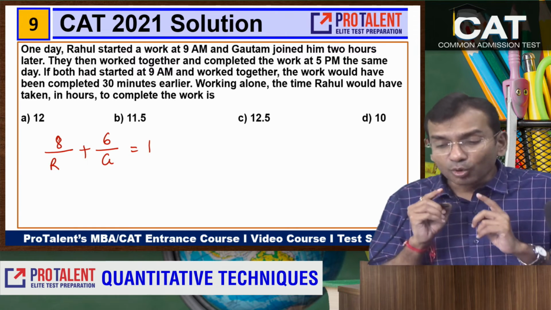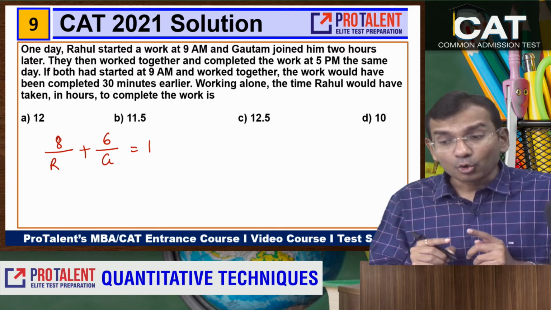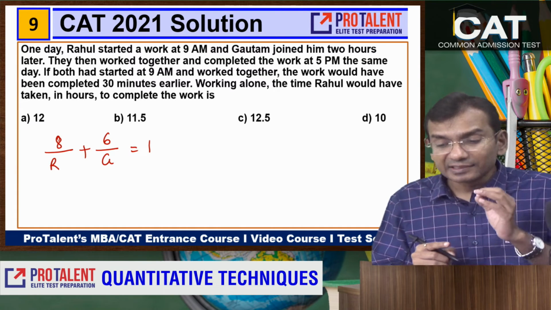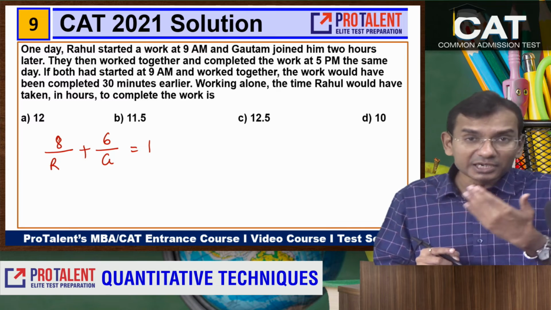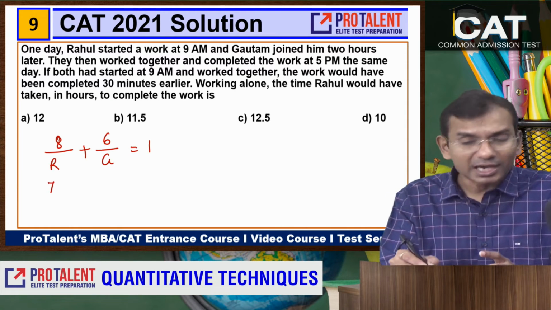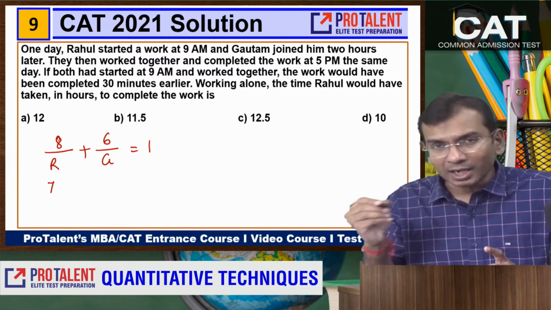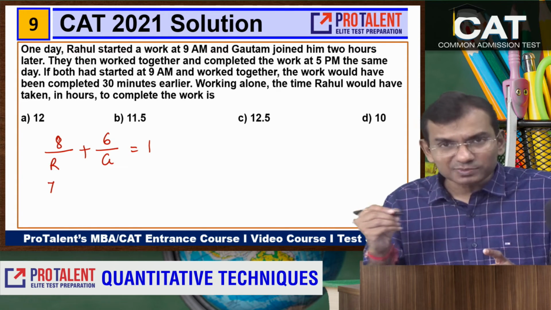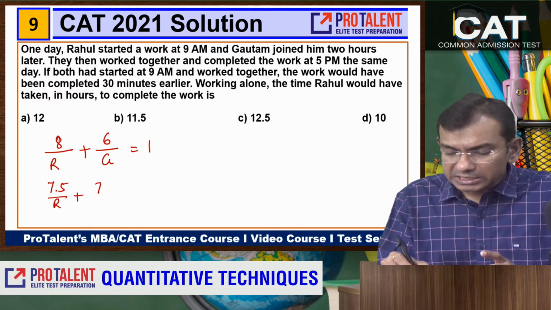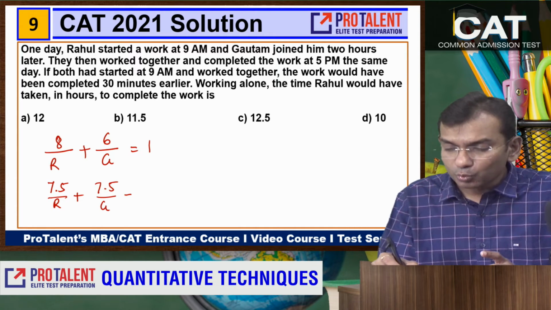ठीक है. If both had started at 9 a.m., worked together and the work would have been completed in 30 minutes earlier, 30 मिनट पहले होता होगा, मतलब 7.5 घंटे काम किया होता. ये सुनो, क्योंकि 8 घंटे लगे ना. 9 बजे चालू किया, 5 बजे खत्म हुआ. सो दिस इज 7.5 अपॉन आर प्लस 7.5 अपॉन जी इज इक्वल टू 1.